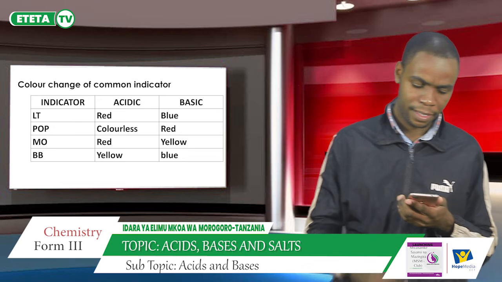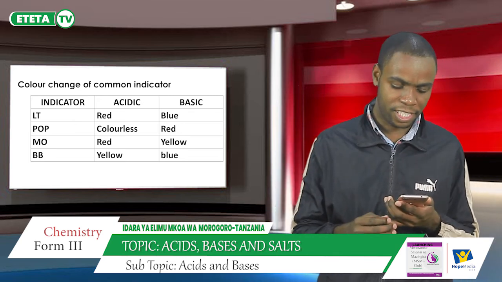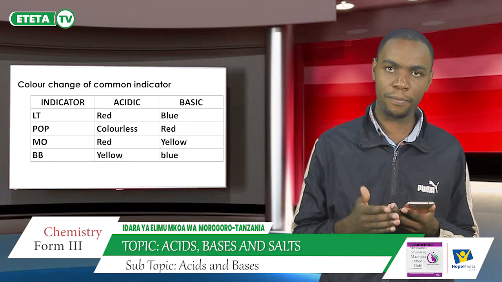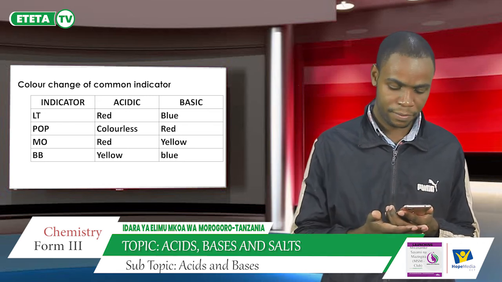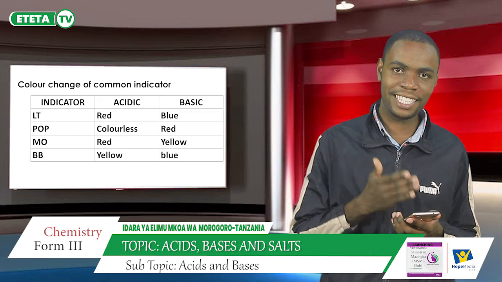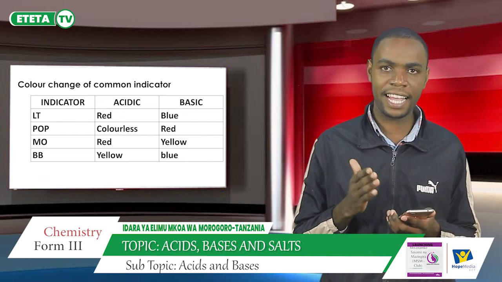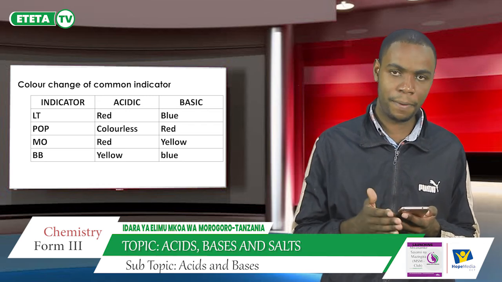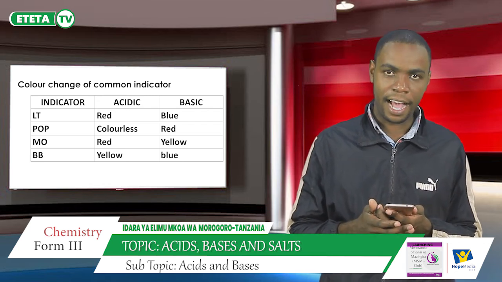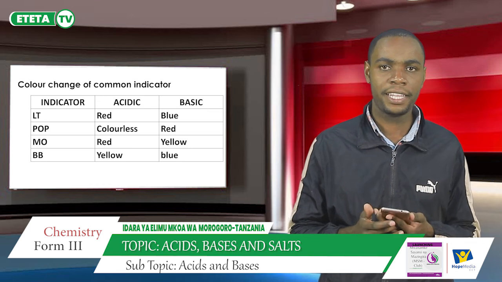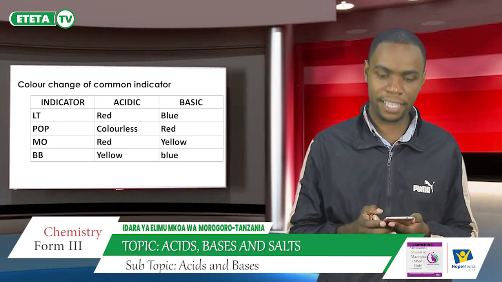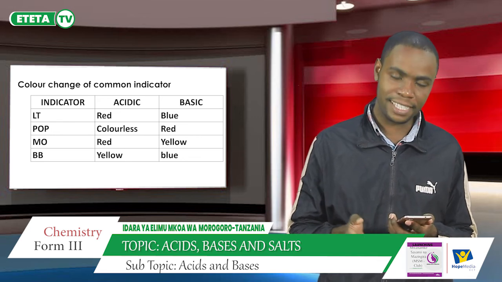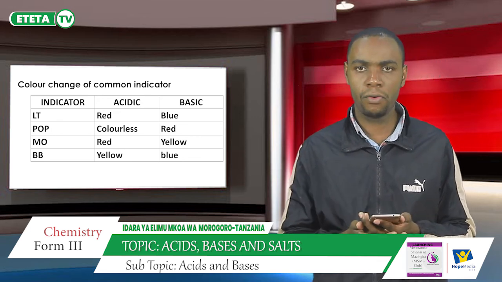Now, I'm going to explain the color change of common indicators. From the table here, we have the common indicator, the color when the indicator is in acid, and also when it is in base. The first one is litmus paper, LOT. When the litmus paper is in acid, the color will change to red. But if it is placed in base, the color will change to blue. So litmus paper in acid is red and in base is blue.